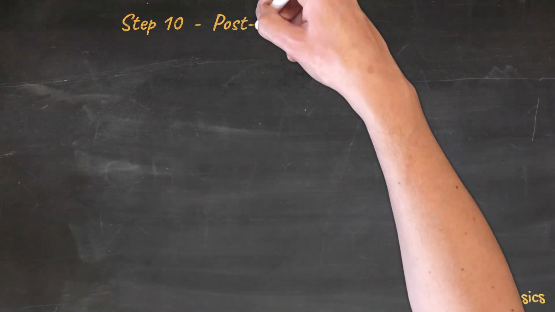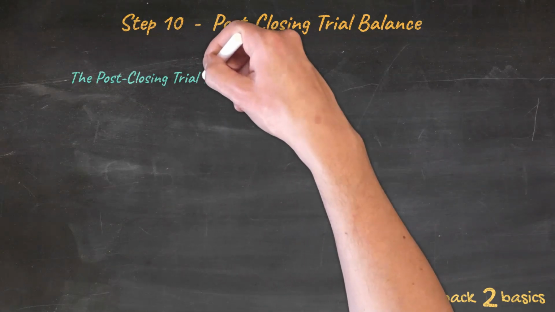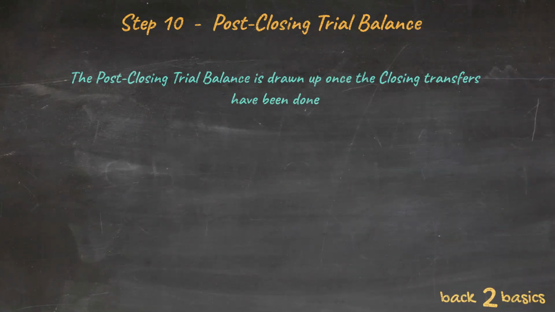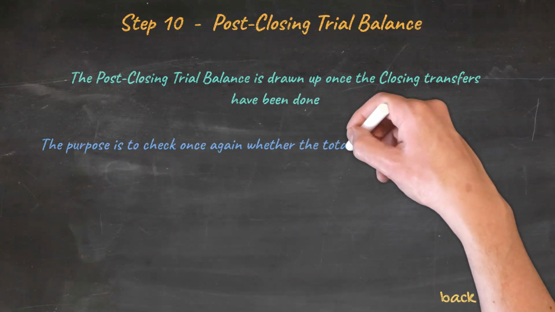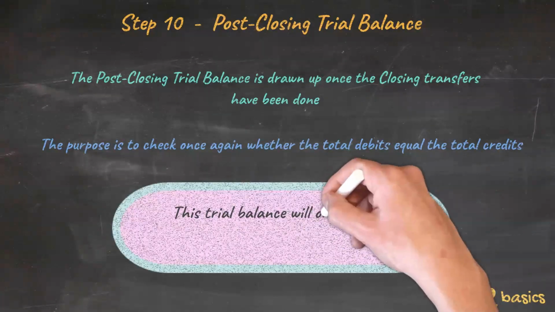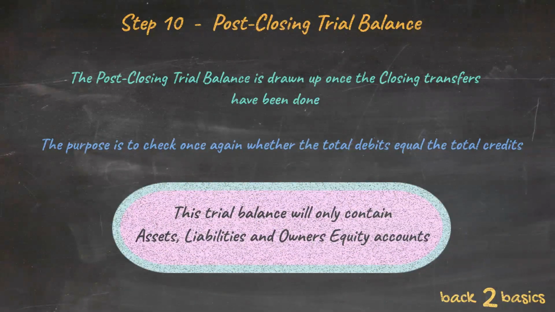Step 10. Generating the post-closing trial balance. The post-closing trial balance is drawn up once the closing transfers have been done. The purpose is to check once again whether the total debits equal total credits. This trial balance will only contain assets, liabilities, and owner's equity accounts.